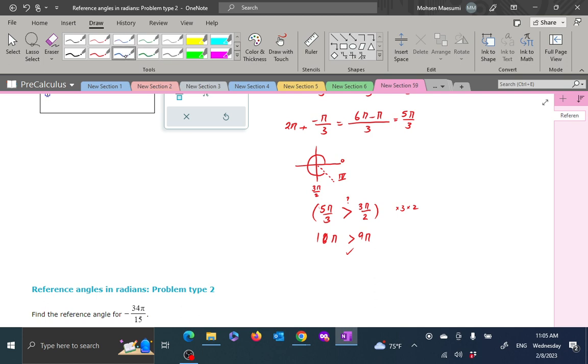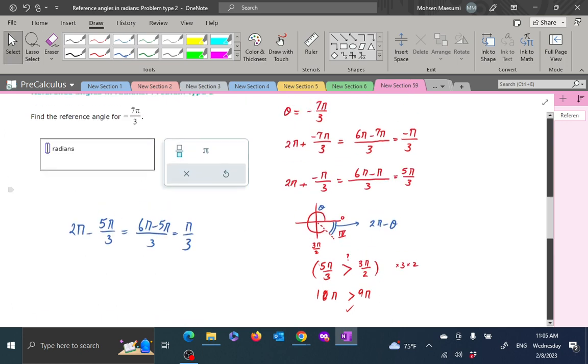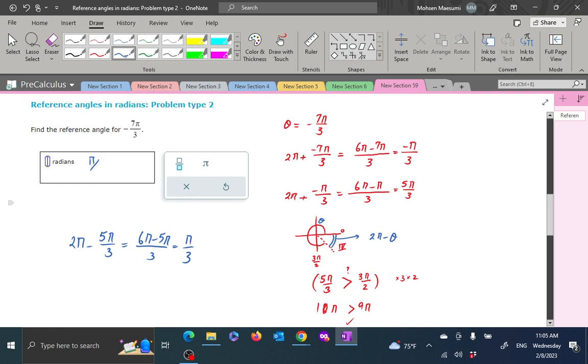And what was our recipe in quadrant 4? We are trying to figure out what is this angle, huh? What is that? And so if this is my theta, what's my reference angle? It's going to be 2 pi minus theta. So I said 2 pi minus 5 pi third. Take a common denominator, 6 pi minus 5 pi, and that gives you pi third. And so the answer here is we are at pi third.